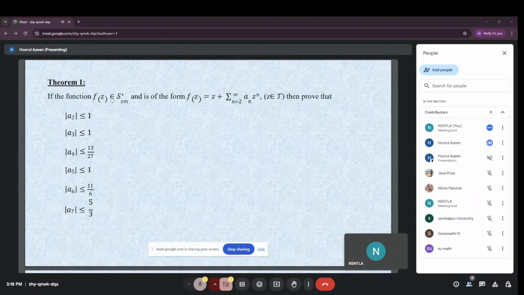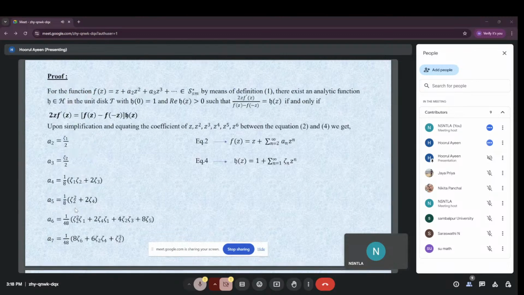If the function f(z) belongs to the class of starlike functions with respect to symmetric points and is of the form f(z), then we have to prove bounds for the modulus of a2, a3, a4, etc. up to a7. Let us see how it works. In the proof, for the function f(z), there exists an analytic function h(z) which satisfies h(0) = 1 and real part of h(z) greater than 0, such that this is a condition for starlike functions with respect to symmetric points.